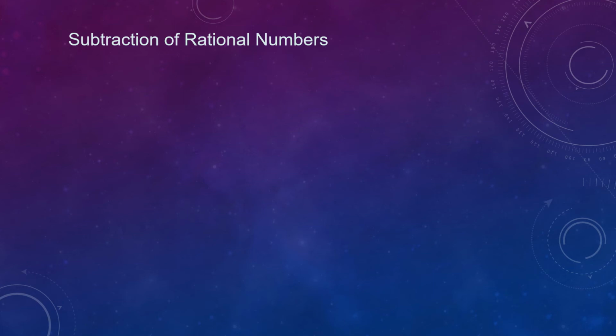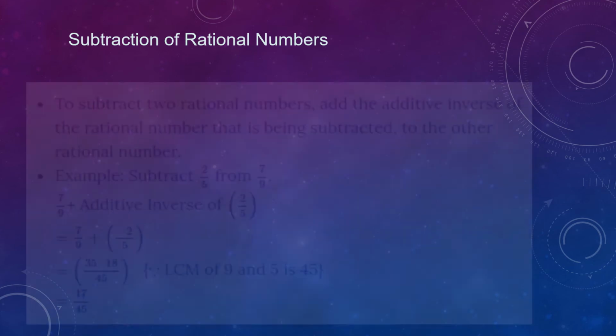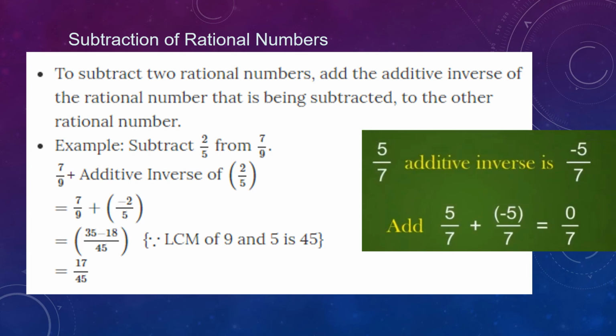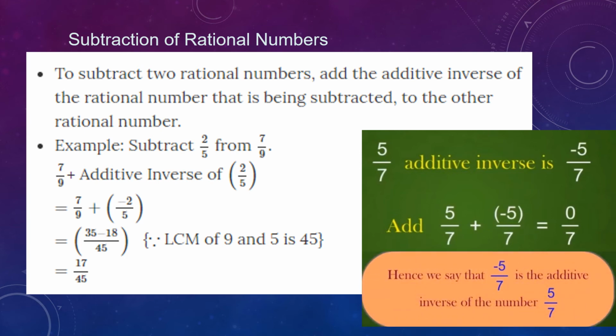Subtraction of rational numbers. To subtract two rational numbers, add the additive inverse of the rational number that is being subtracted to the other rational number. You know what the additive inverse is? 5 by 7, additive inverse is negative 5 by 7. When we add 5 by 7 and negative 5 by 7, you will get the answer as 0. Hence, we say that negative 5 by 7 is the additive inverse of the number 5 by 7.